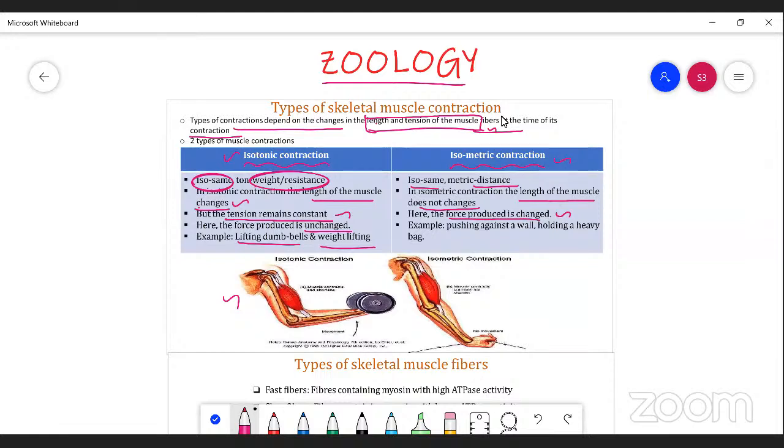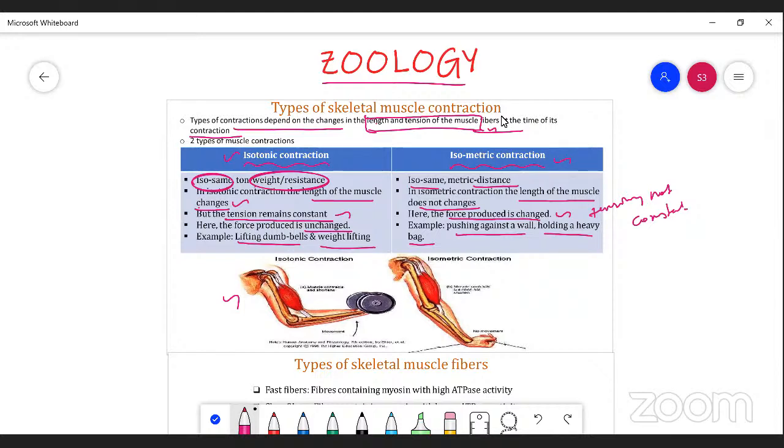For this example, we can say pushing against a wall, holding a heavy bag. These are the examples for the isometric contraction. Do you understand? In the isometric contraction, the length of the muscle does not change. At the same time, the tension of the muscle fibers is not constant. The force produced is changing in the isometric contraction. Examples: holding a heavy bag as well as pushing against the wall.